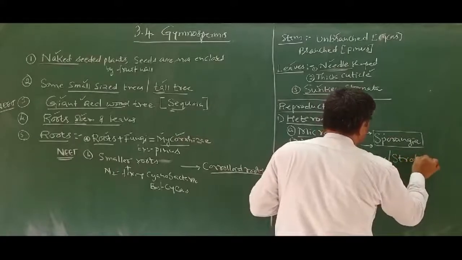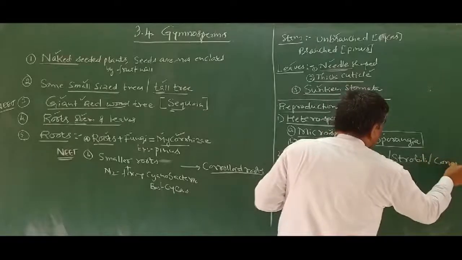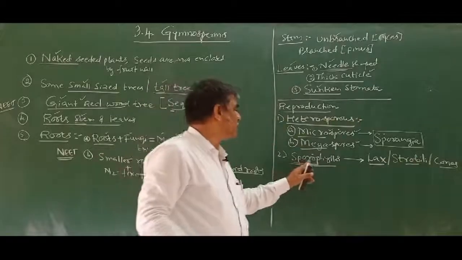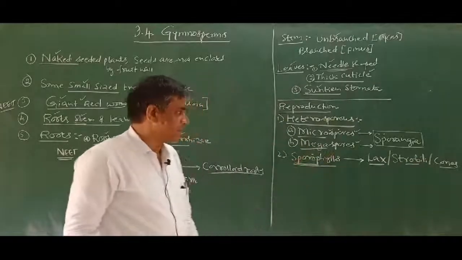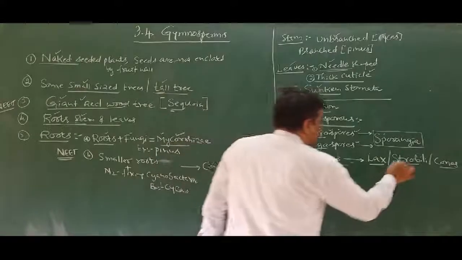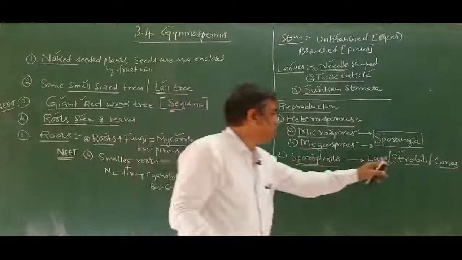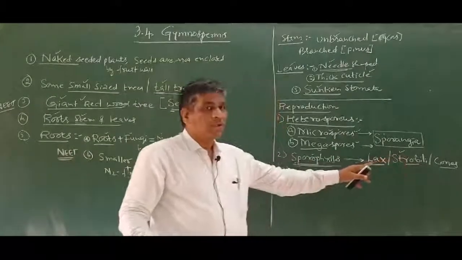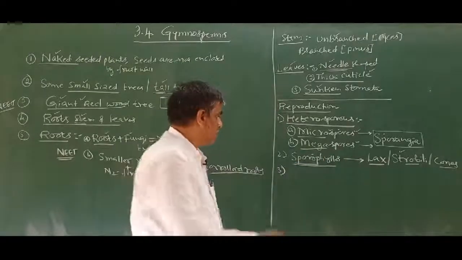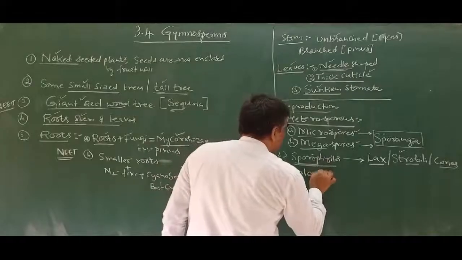Strobili, or cones. These structures are produced by the spiral arrangement of sporophylls. And now these cones or strobili are of two different types. One is called a male strobilus or male cone, and similarly, female strobili or female cones. Here, male strobili are of two different types. Male strobili.